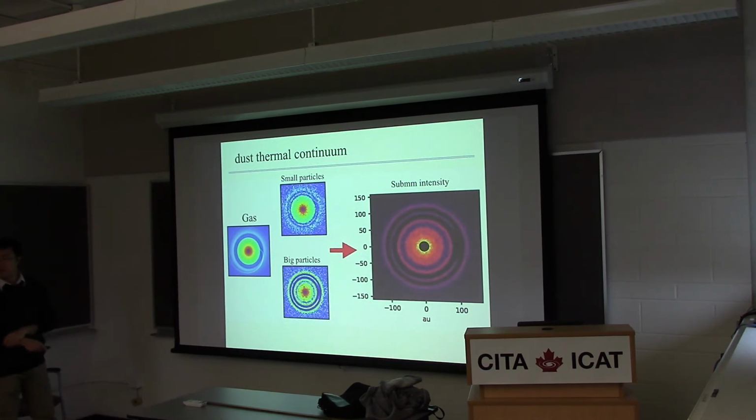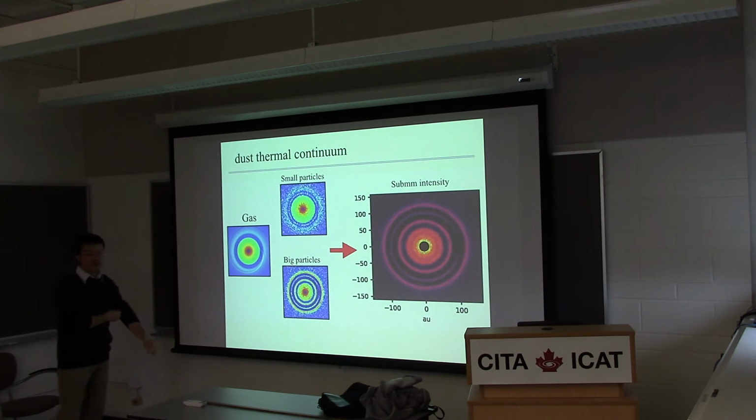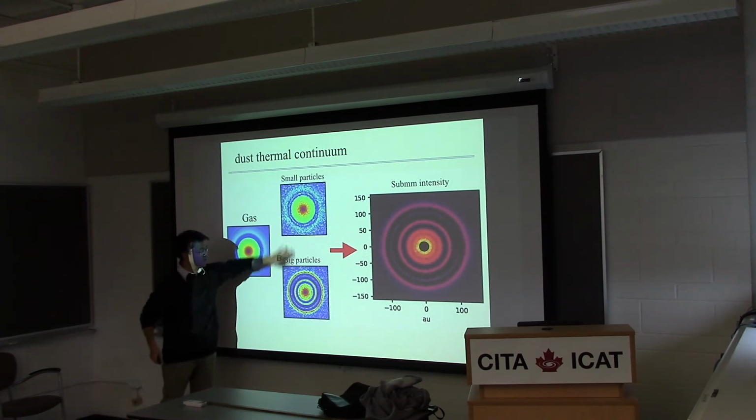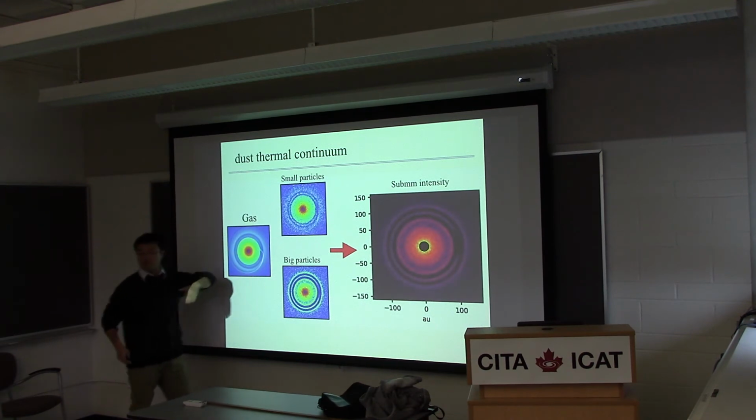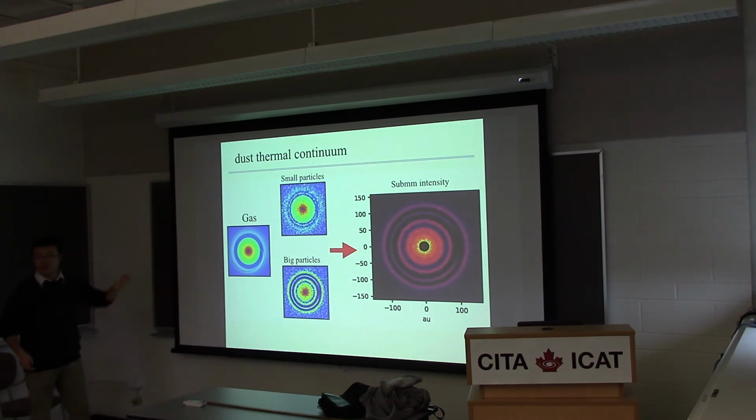You say small and big, that must apply to Stokes number. Yeah, this Stokes number is around 10 to the negative 2. This is 10 to the negative 1. But in the simulation, it's continuously distributed with some size distribution. Here, we just pick two Stokes numbers.